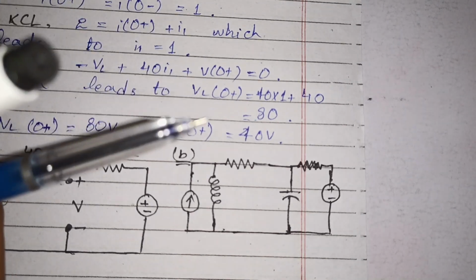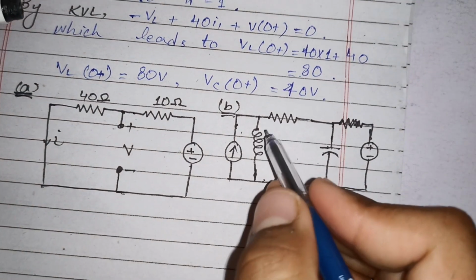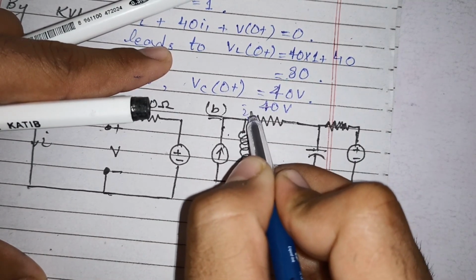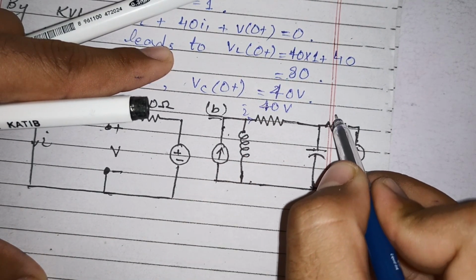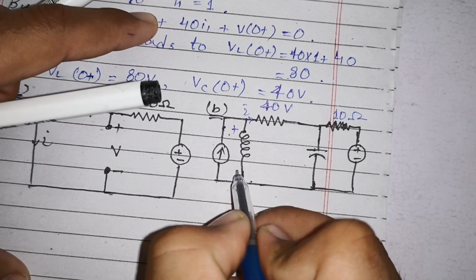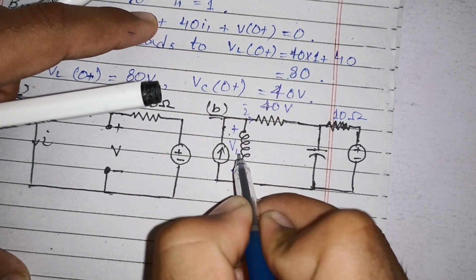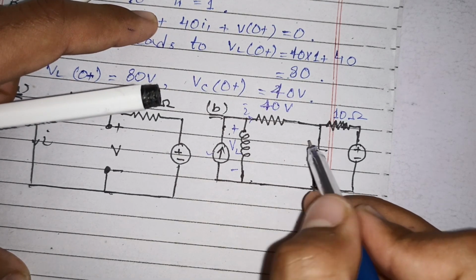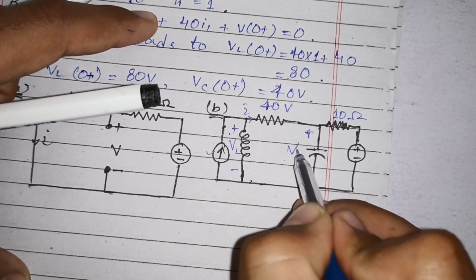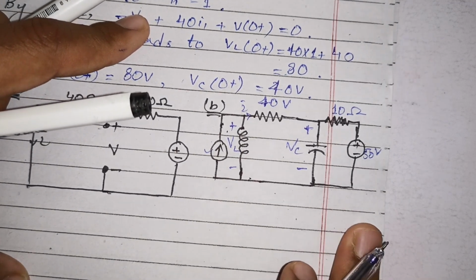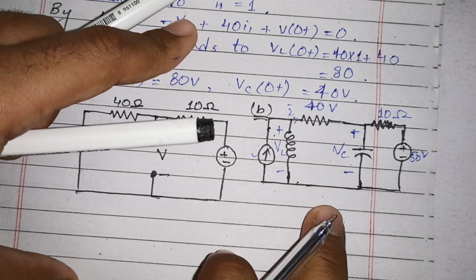Okay, now we're going to mention the circuit. 40 ohm resistor. Here is the current in the direction of this resistor. Here is the 10 ohm resistor, and the voltage across the inductor is VL. This is the source, and this is the capacitor, and the voltage across the capacitor is VC. A 50 volt DC source is applied.